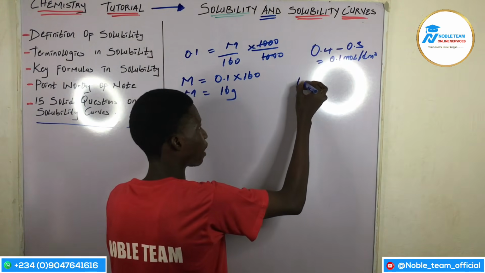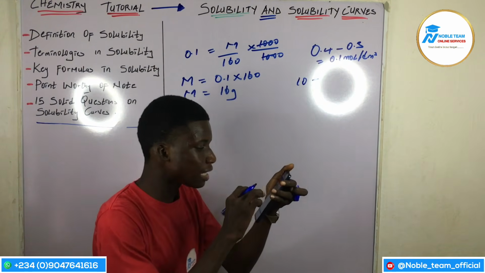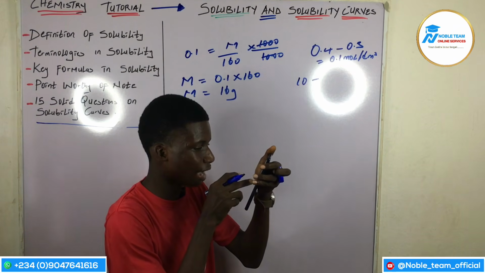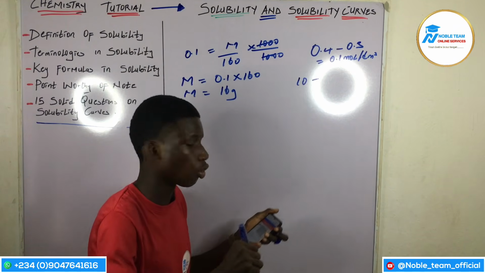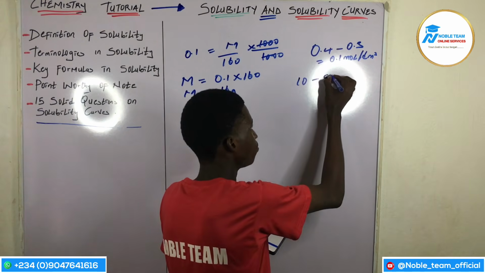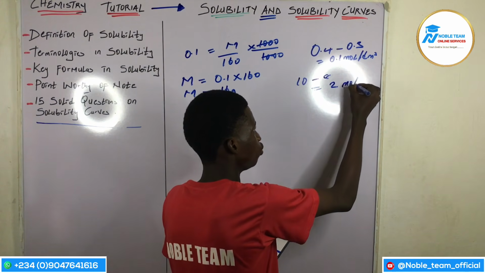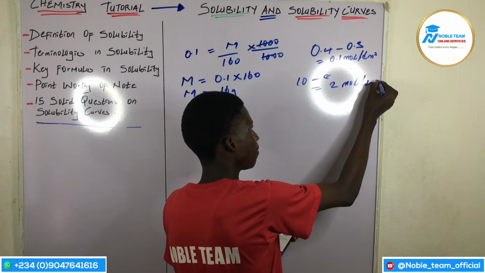This is where we have 10, minus, then you trace 60. 60 is at what point in this graph? 60 is at the point of 8. Then we have it to be 2 mole per dm cube. So we have gotten what? The dm cube of it.